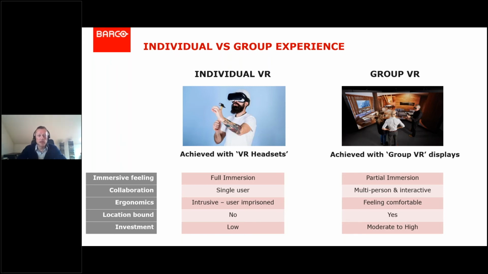And investment: whereas the headset is the lower investment, for group VR solutions, the investment is moderate to high, depending on your requirements for the solution. So that's a little bit the positioning of both. As I already said, there is not one-size-fits-all here. It depends on your use case, and sometimes even a combination of both can help to fit your use case.